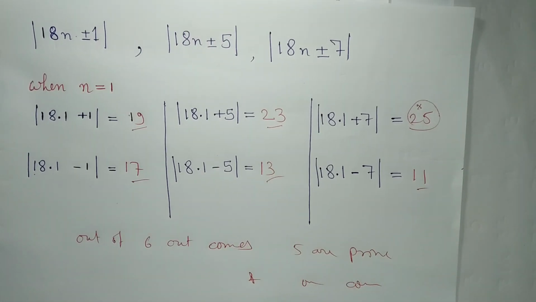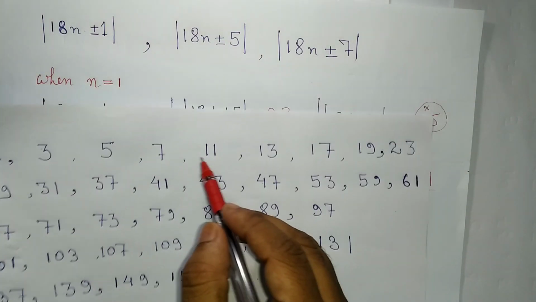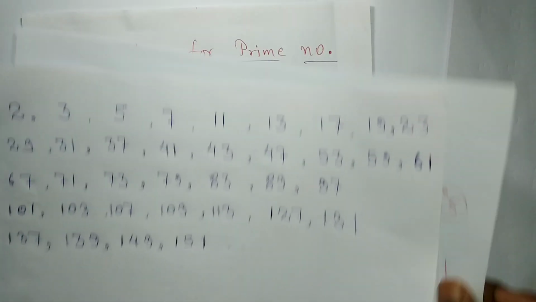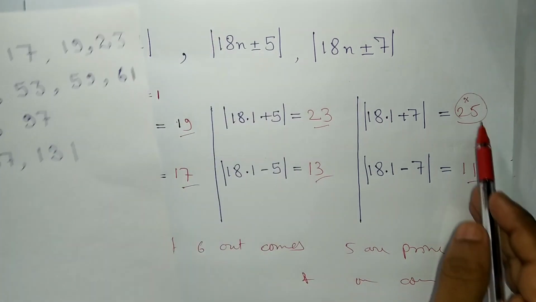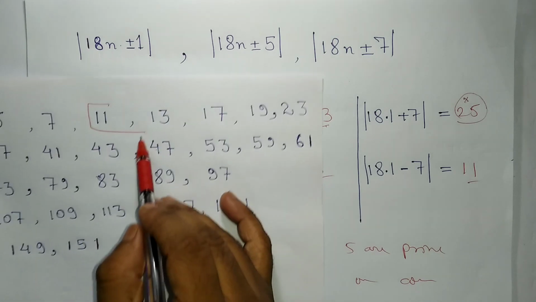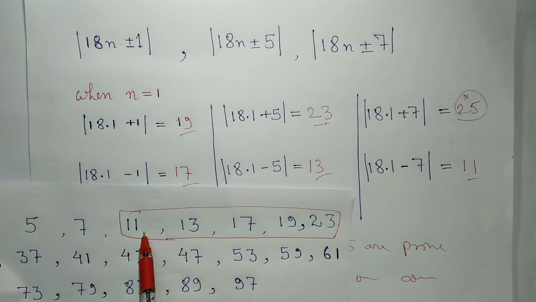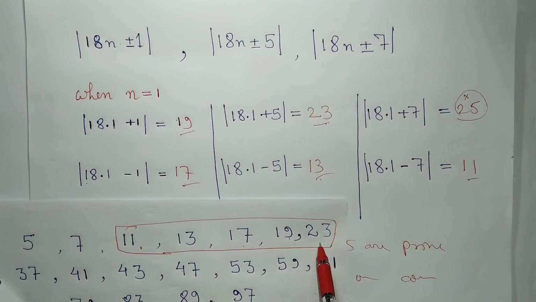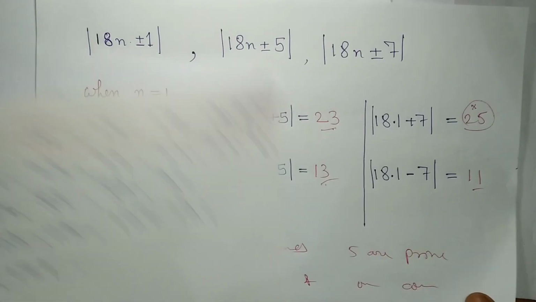Now if we see the chart of prime numbers, it is for the prime numbers greater than 10. Therefore we see here the prime numbers greater than 10 are 11 to 23. We get all 5 here: 11, 13, 17, 19 and 23. Clear? Now next, when n equals 2.